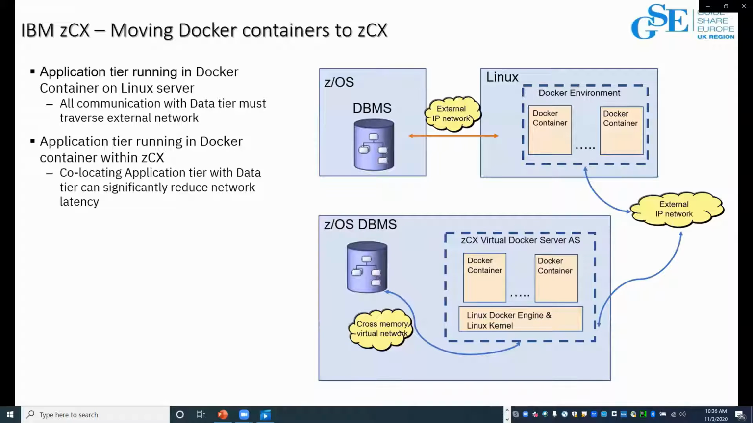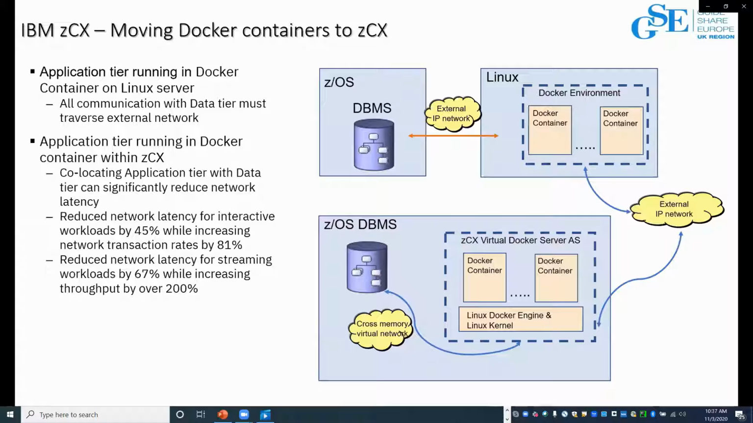When considering whether to take advantage of the Linux Docker container environment provided by zCX, your goal should be to keep the container co-located with the z/OS database, if at all possible. By utilizing the cross-memory virtual network, you can reduce the overall network latency between the application and data tiers that can negatively impact the response time for your transactions.